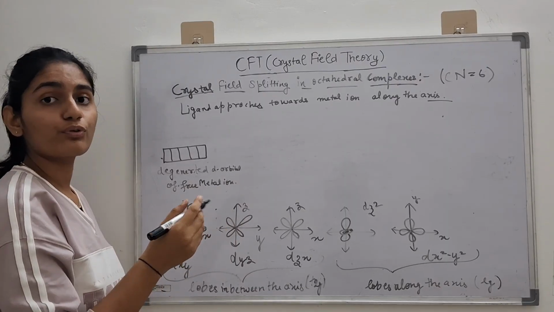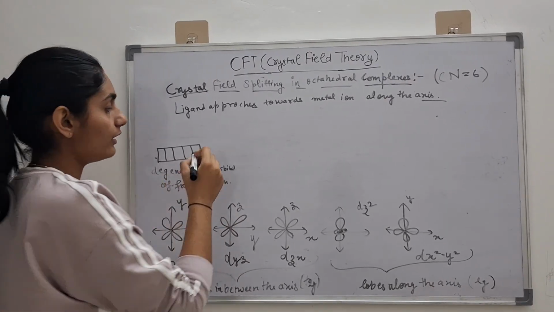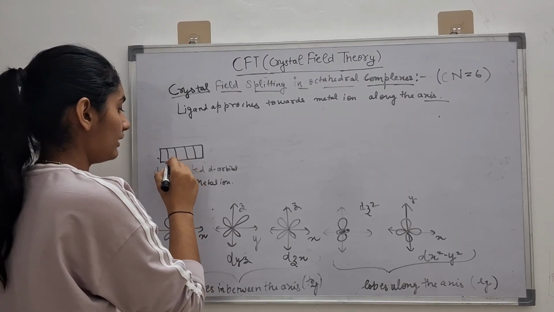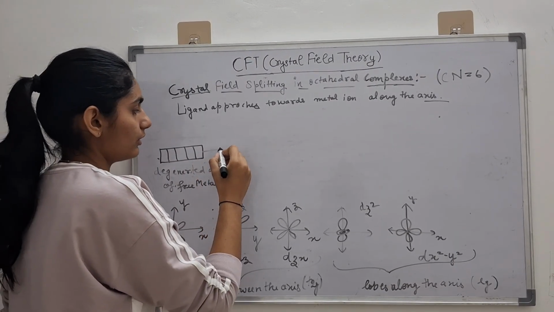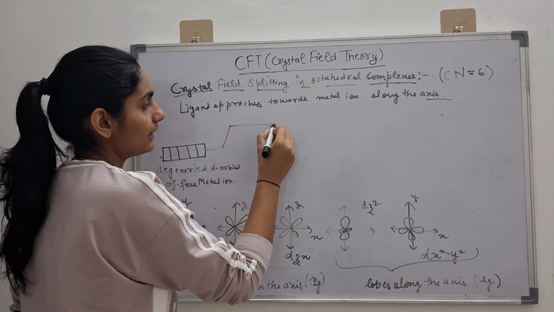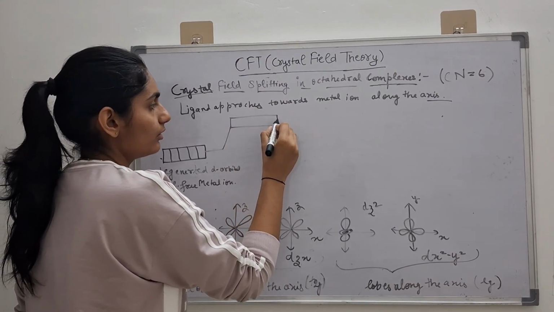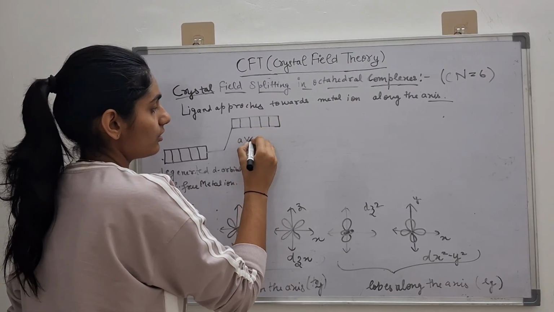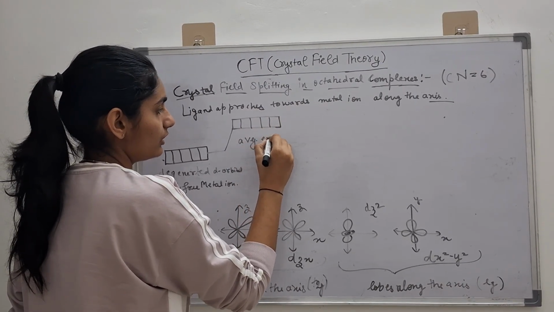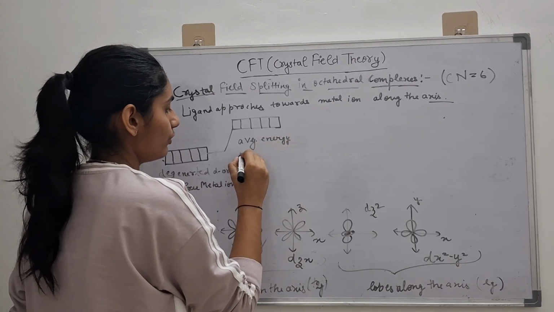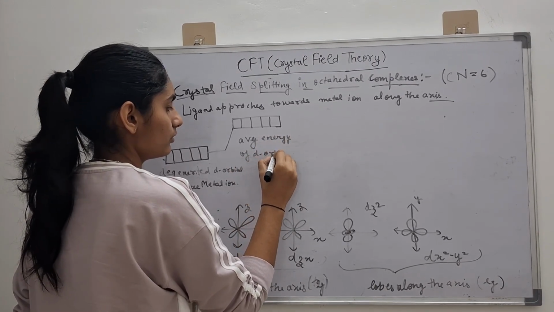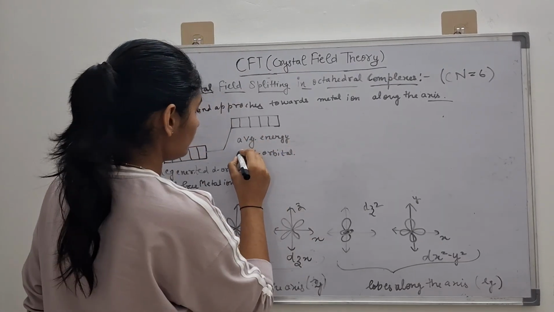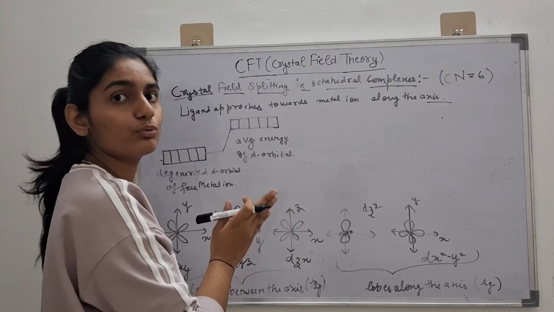As ligands approach from the far field to our d orbital, it will experience a repulsion from the ligand, and it will have a slight increase in energy but remains degenerate. So this is the average energy of the d orbital in a spherical crystal field.